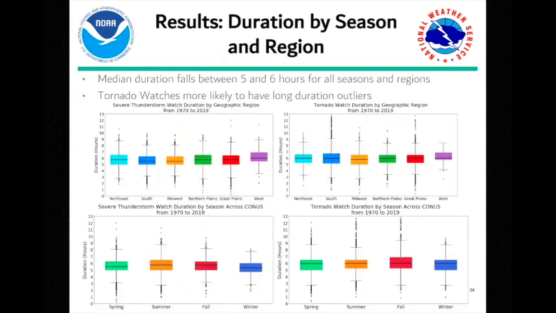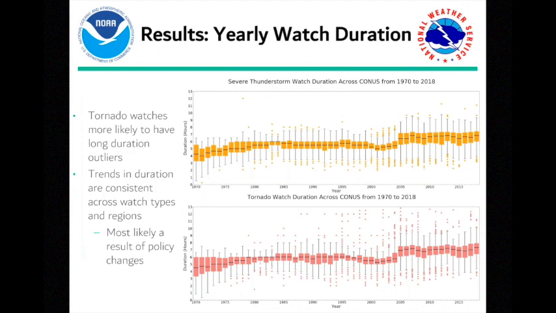We can also take a look at duration by season and by region, and you'll notice here that median duration for both watch types for all seasons and regions falls between 5 and 6 hours. Something else you'll notice is that tornado watches are much more likely to have long duration outliers than severe thunderstorm watches. This is most notable across the South and the Great Plains, and then across all seasons except for the winter.